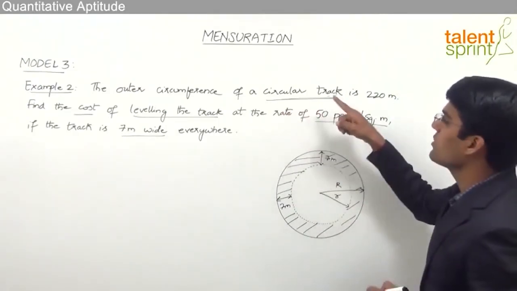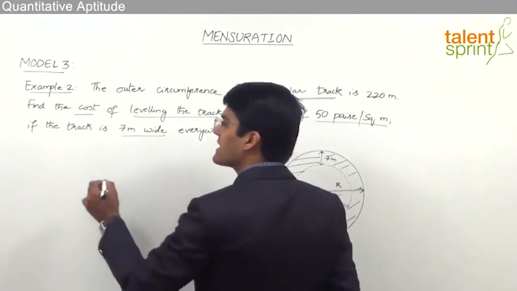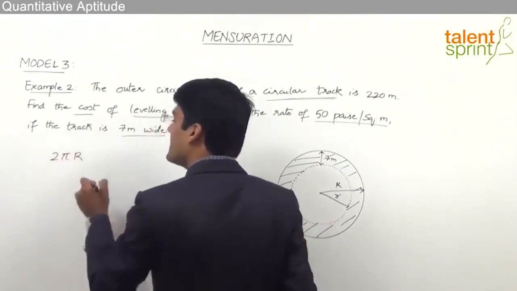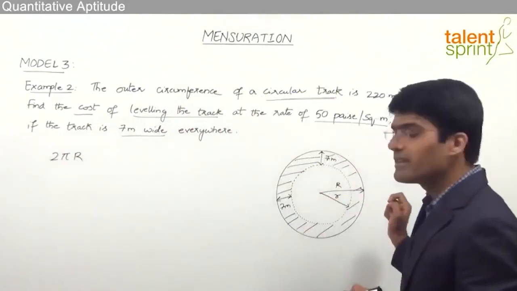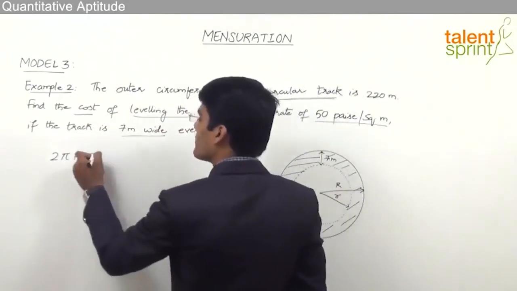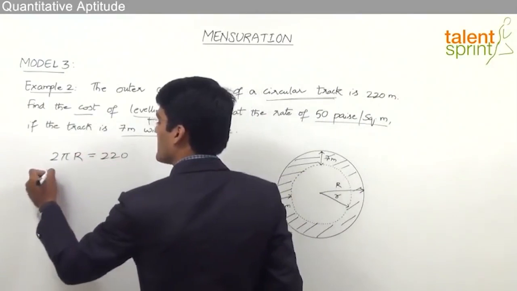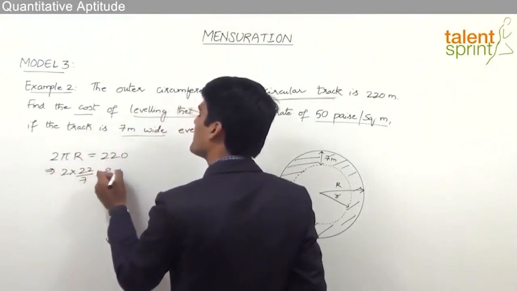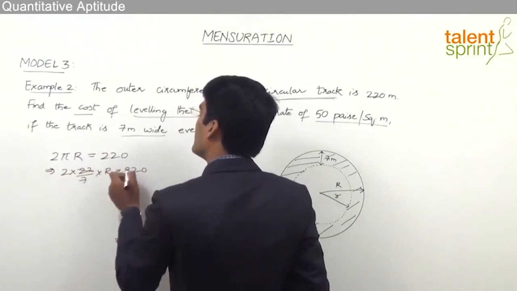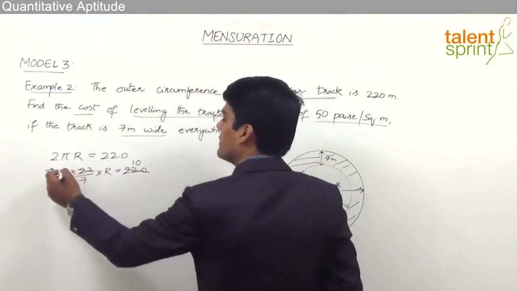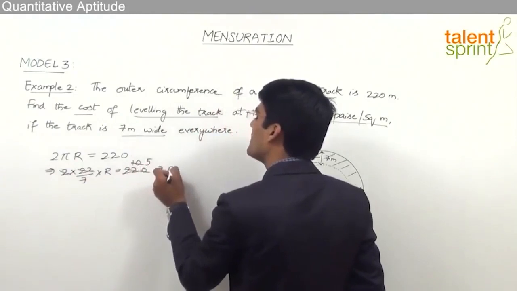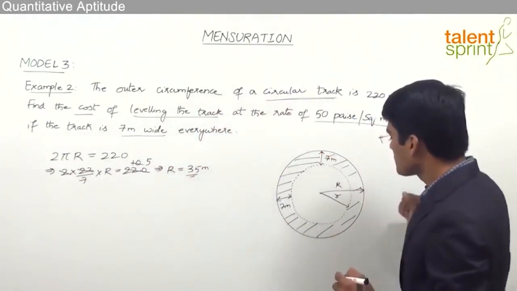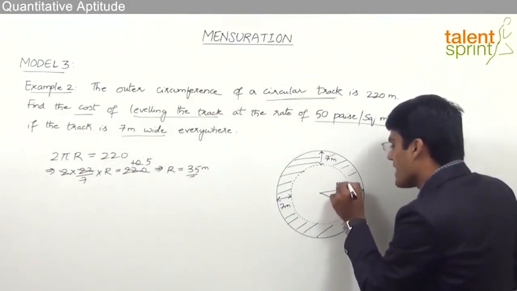Now as given in the question, the outer circumference is 220. We know that the circumference of a circle is 2 pi r. So the outer circumference will be 2 pi capital R, because the outer radius is capital R. This is equal to 220 meters. So this can be simplified as 2 into 22 by 7 into capital R is 220. So 220 gets cancelled 10 times, 2 goes 5 times, and we can say R will be equal to 35 meters. That means the outer radius is 35.